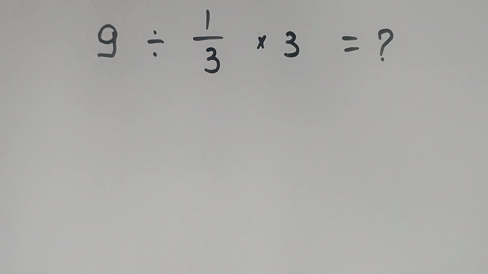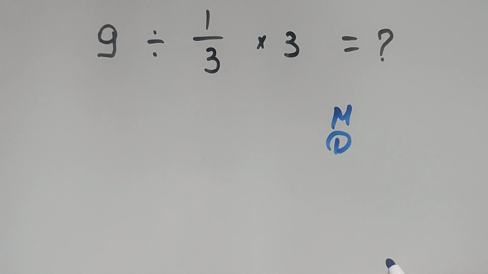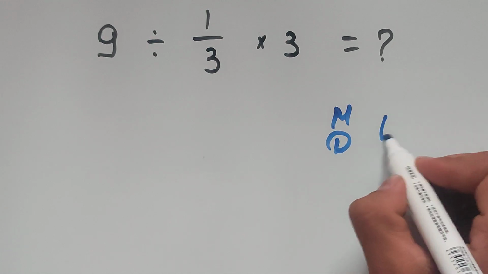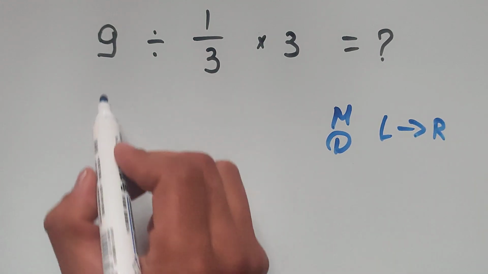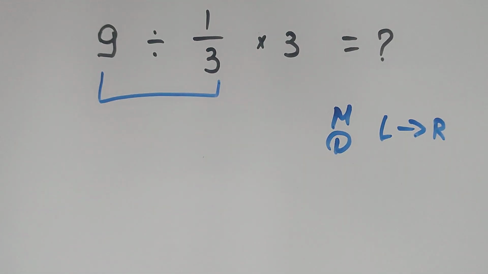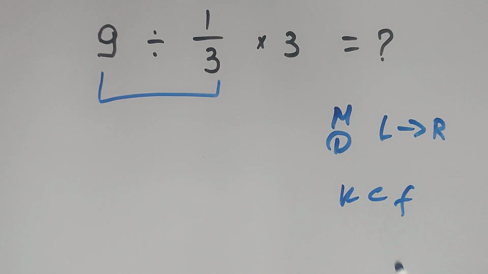according to the order of operations, multiplication and division have equal priority. That's why we have to begin to work from the left to the right. And according to this rule, first we have to work this 9 divided by 1 over 3. And here we have to use the KCF rule. K stands for keep, C stands for change, F stands for flip.